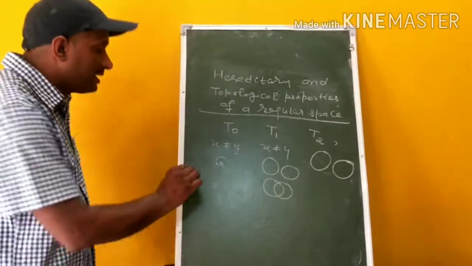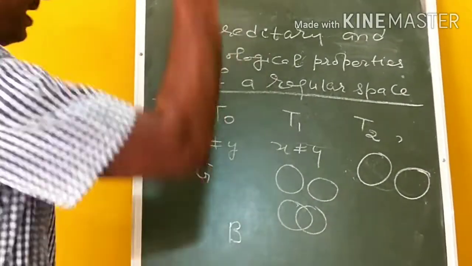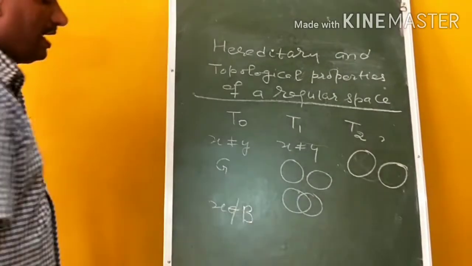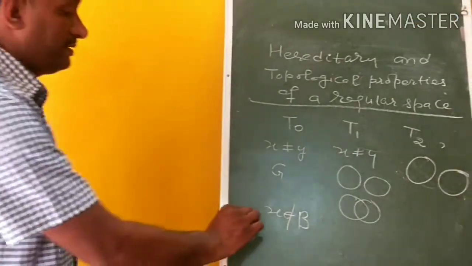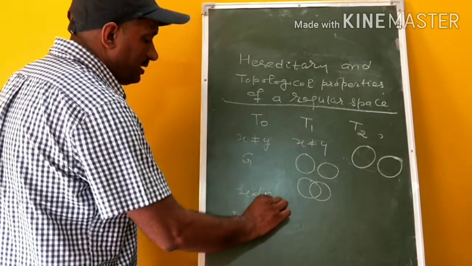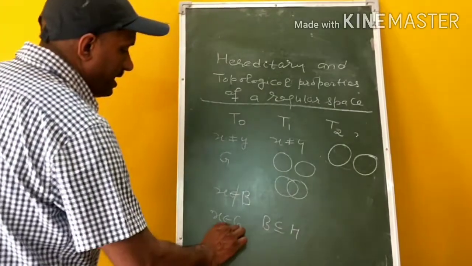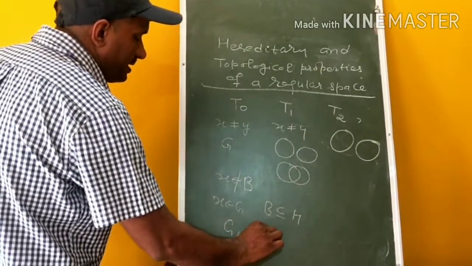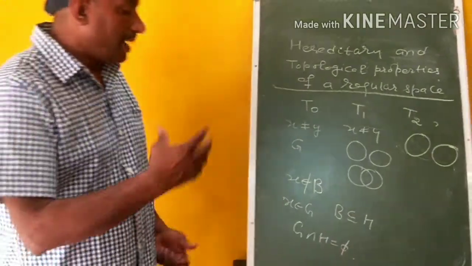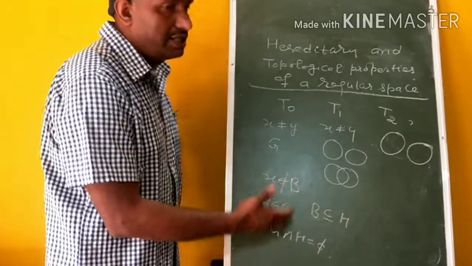Now in regular space we have a closed set and a point which does not belong to that. And now we find two disjoint open sets. One contains the point and another contains the closed set, such that G intersection H is empty. Here we will separate a point and a closed set with two disjoint open sets.